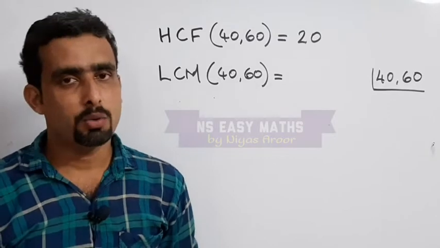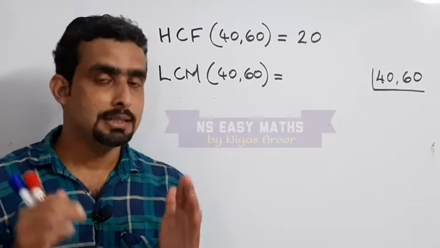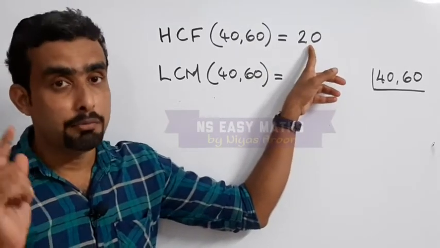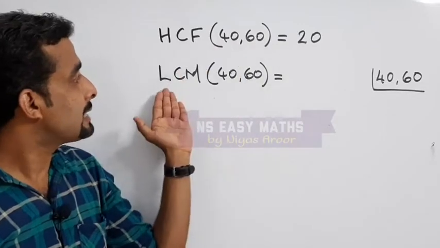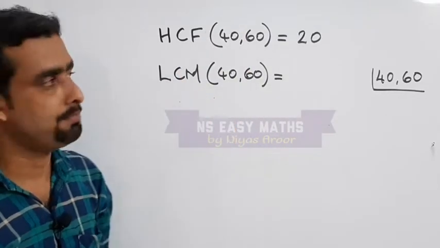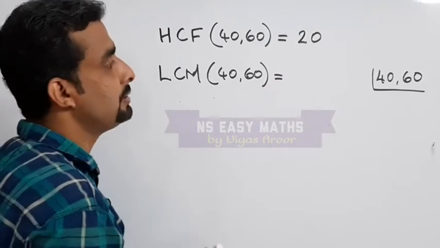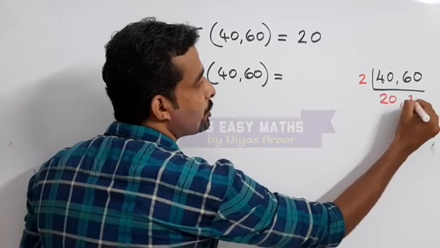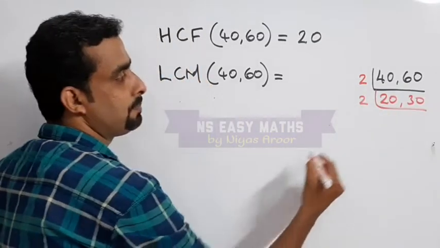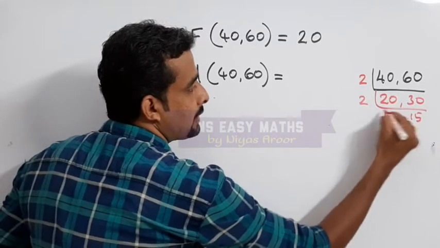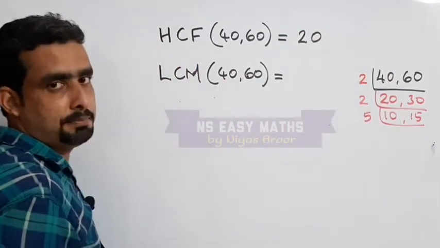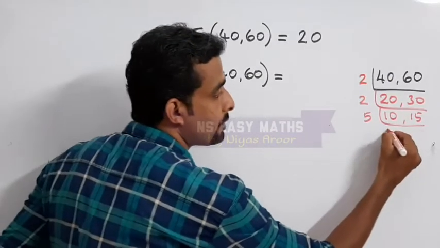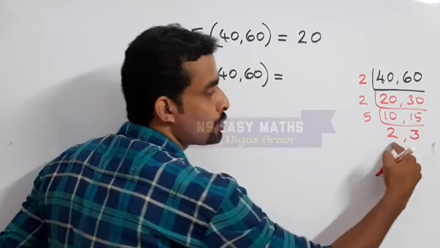See, we already found the HCF of 40 and 60 at the beginning of this class, and we got 20 as the answer. HCF of 40 and 60. We can find the LCM of the same numbers 40 and 60. We can use prime factorization. For LCM, take 2, and here 20 and here 30. Again divide with 2. We will get 10 here and 15 here. Then you can divide with 5 because 10 and 15 both can be divided by 5. Here 2 and here 3. These 3 and 2 are prime numbers.